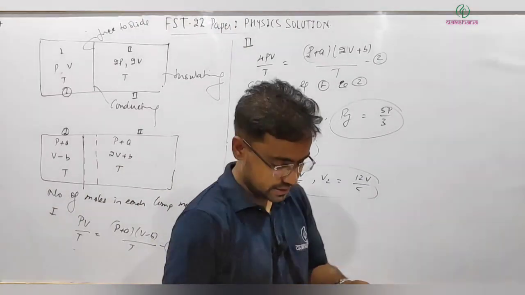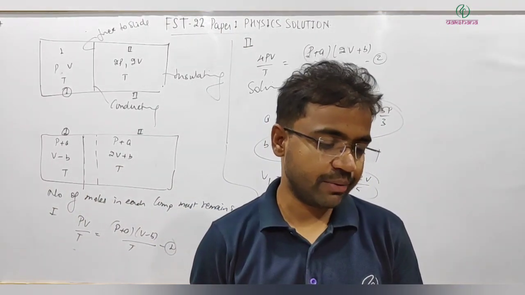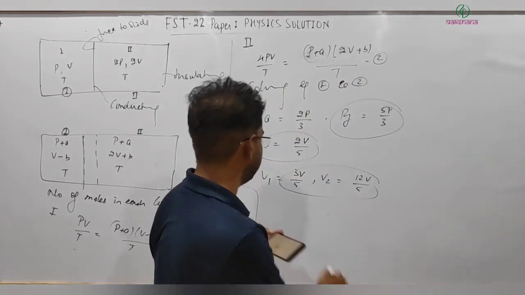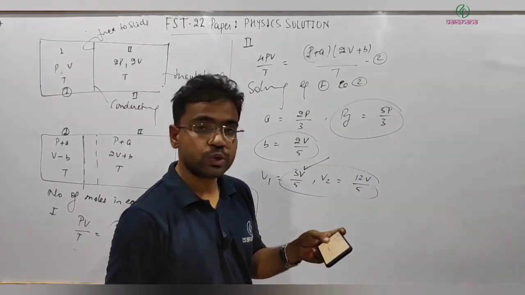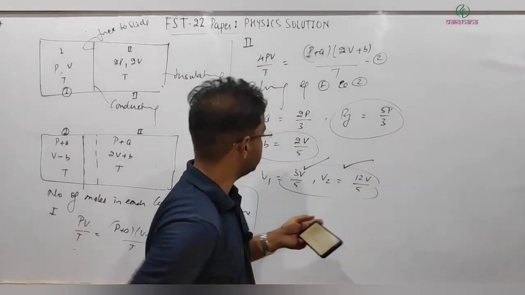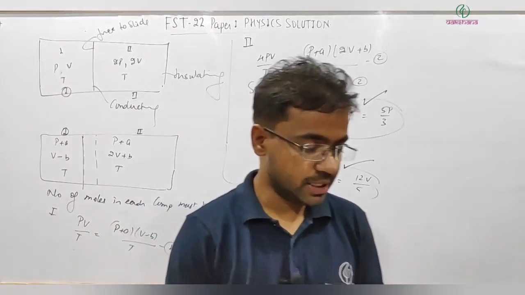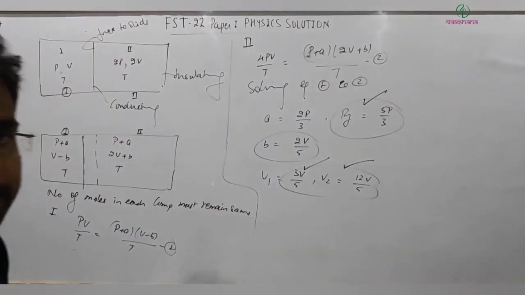Now we can check the options. Pressure in the two compartments is equal, that's correct. Volume of compartment 1 is 3V by 5, exactly the same as we got. Volume of compartment 2, 12V by 5, is also right. And the final pressure in the compartments is 5P by 3. So this is all about problem number 3. Let's see the next problem, 4.